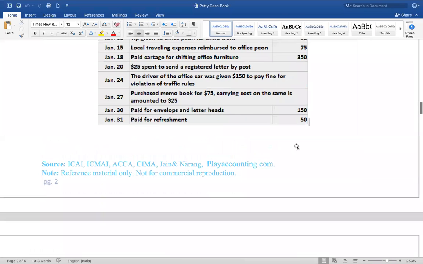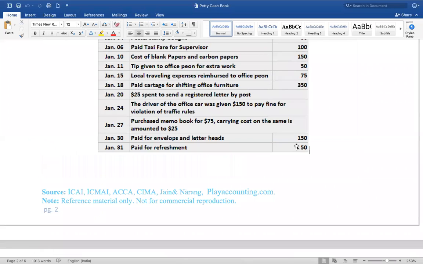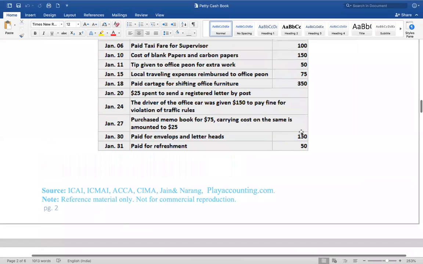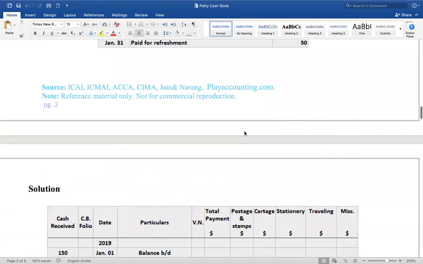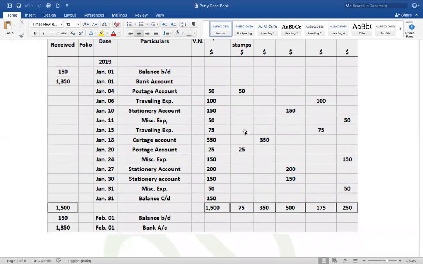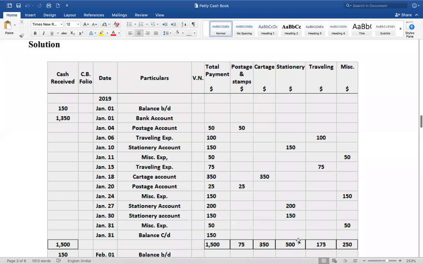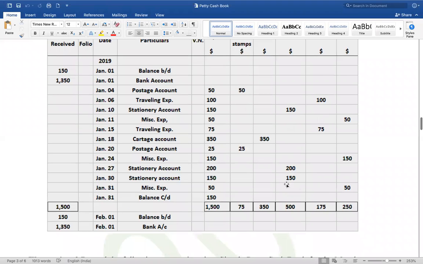Next is January 30th. Paid for envelopes and letterheads, 150. What is this? Stationery. On January 30, stationery. Under stationery against 30th date, you write 150, and the same 150 is dropped in the total column.